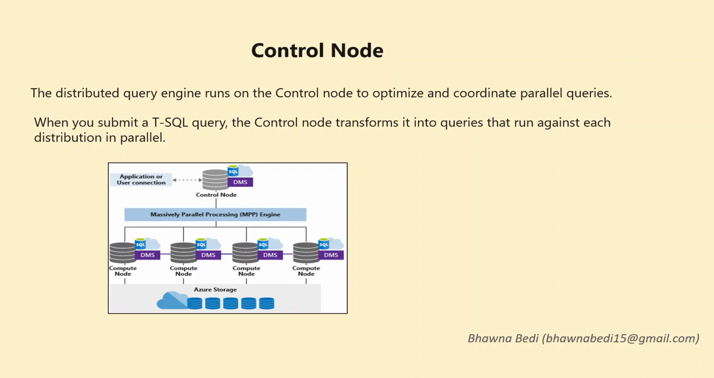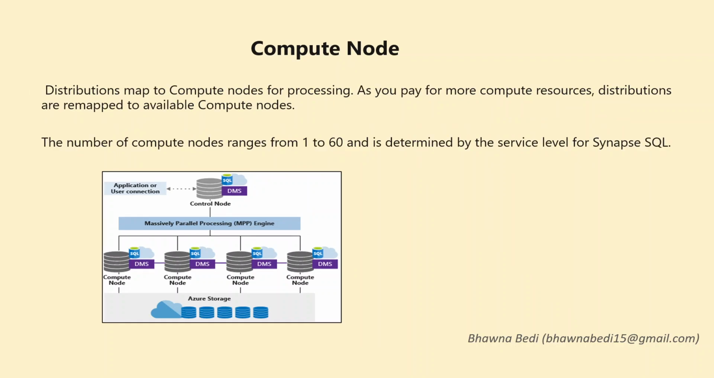Now this is the same thing which I explained to you about the control node. The control node hosts your massively parallel processing engine, which optimizes your query and coordinates running parallel queries on each of the compute nodes where your actual data resides. So whenever you submit your T-SQL query, the control node transforms and optimizes it into a set of queries which run in parallel in your compute nodes. So let's go ahead and see what we have next.